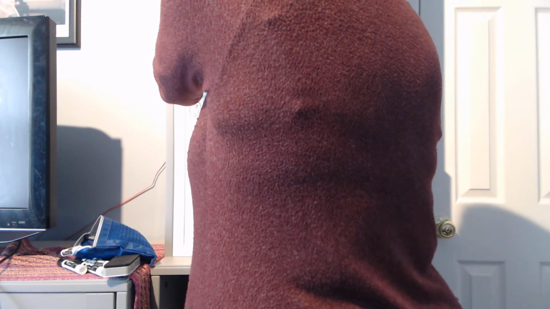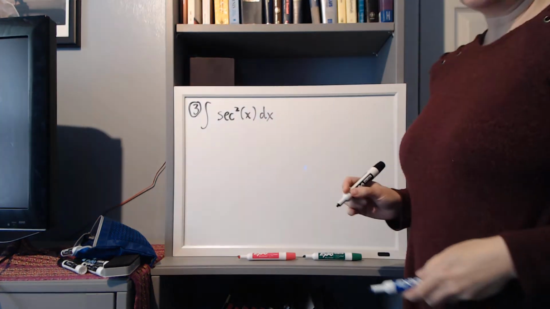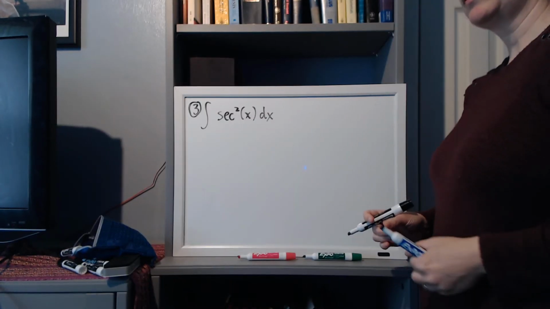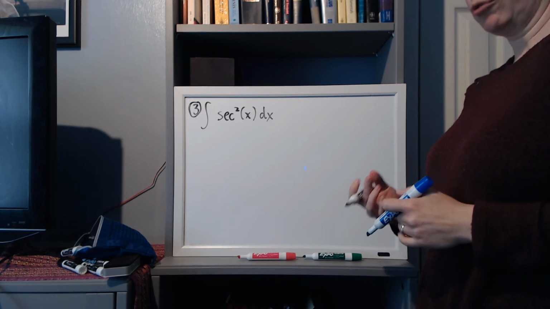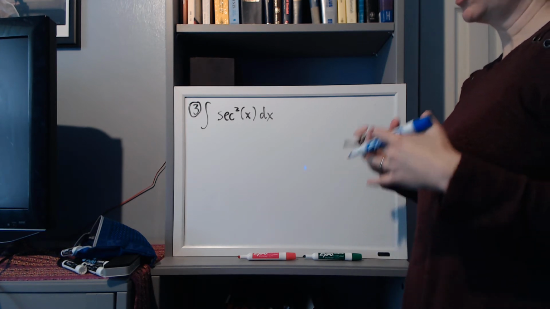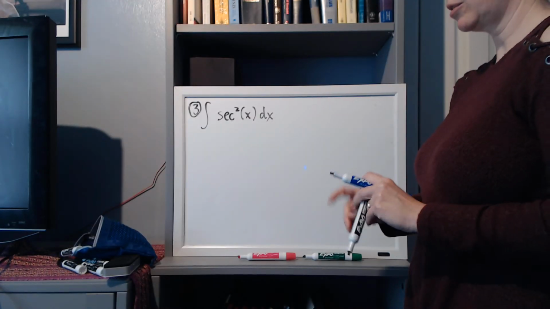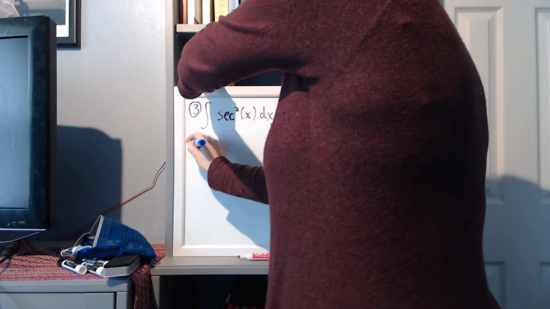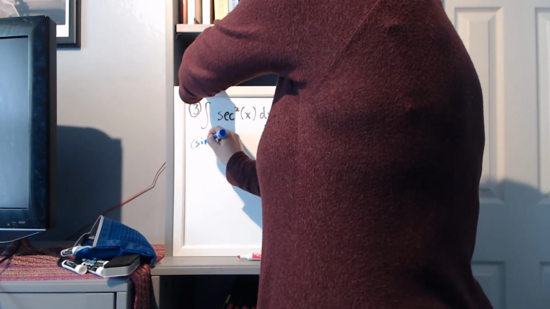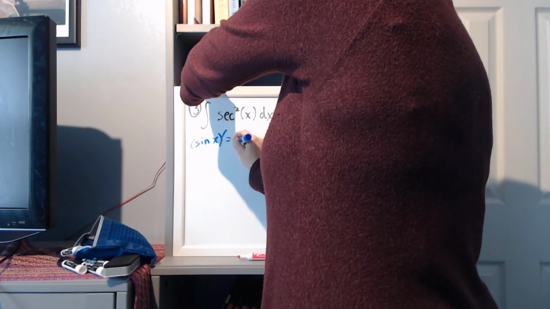So for our next example, we're looking at the integral of secant squared of x dx. And again, this is a trig function, so we want to be thinking about the derivatives of trig functions, because we're looking for a function we took the derivative of that would give us secant squared. So let's just quickly write down our trig derivatives so we remember. The derivative of sine is cosine.